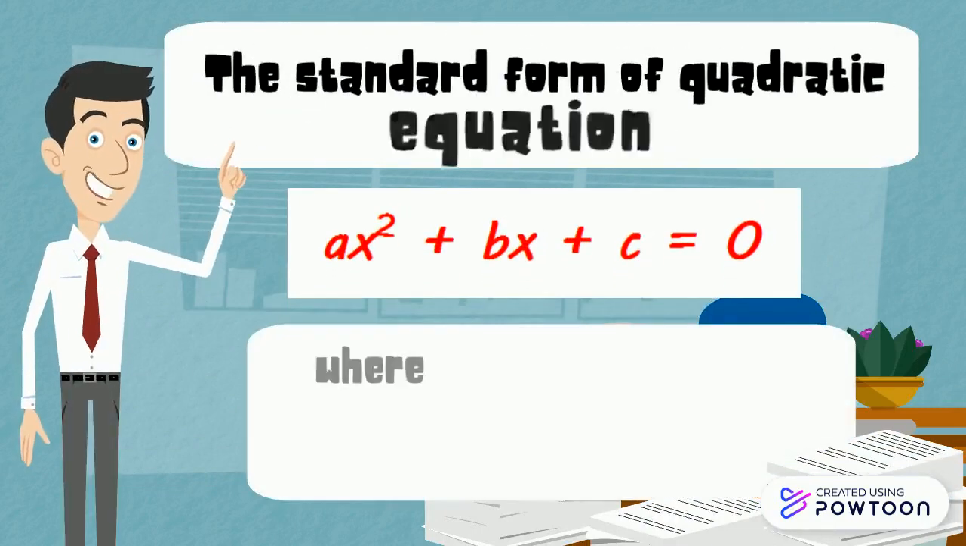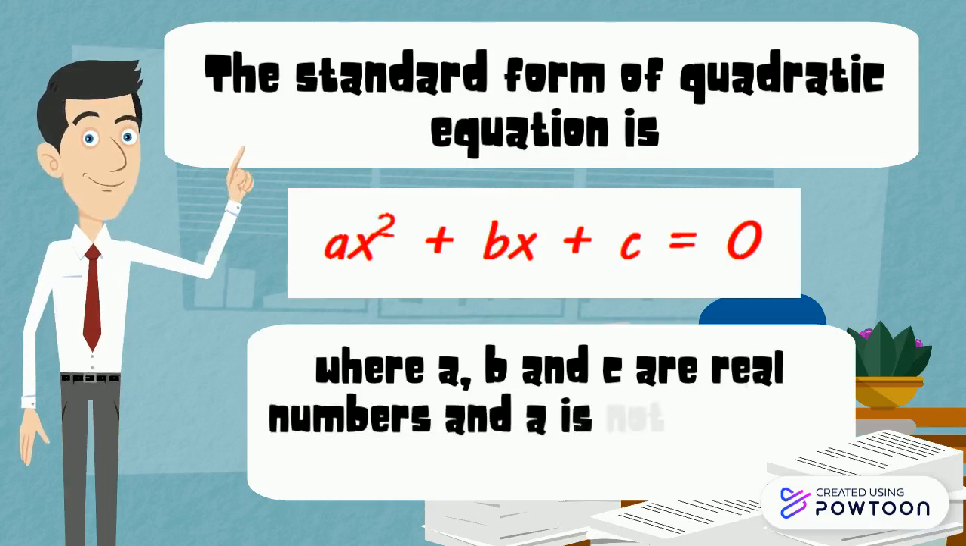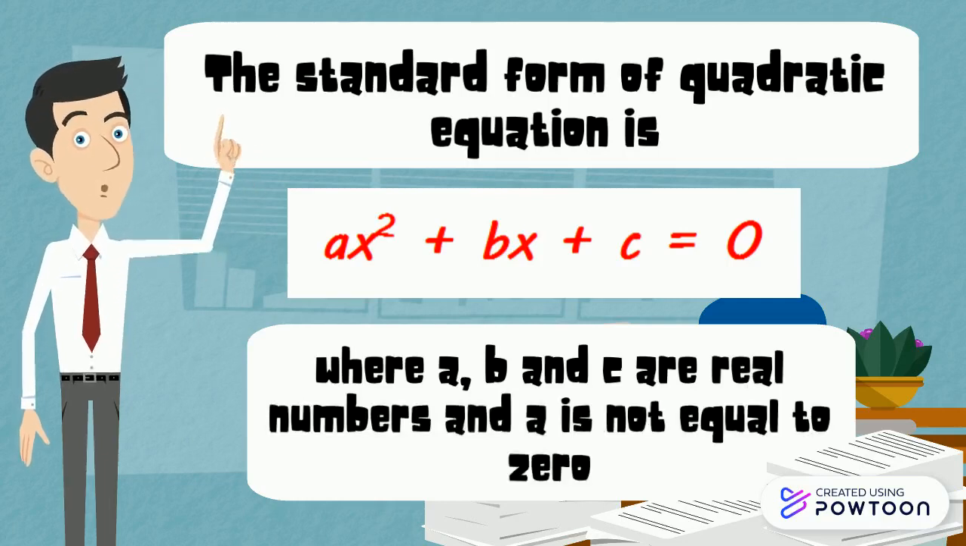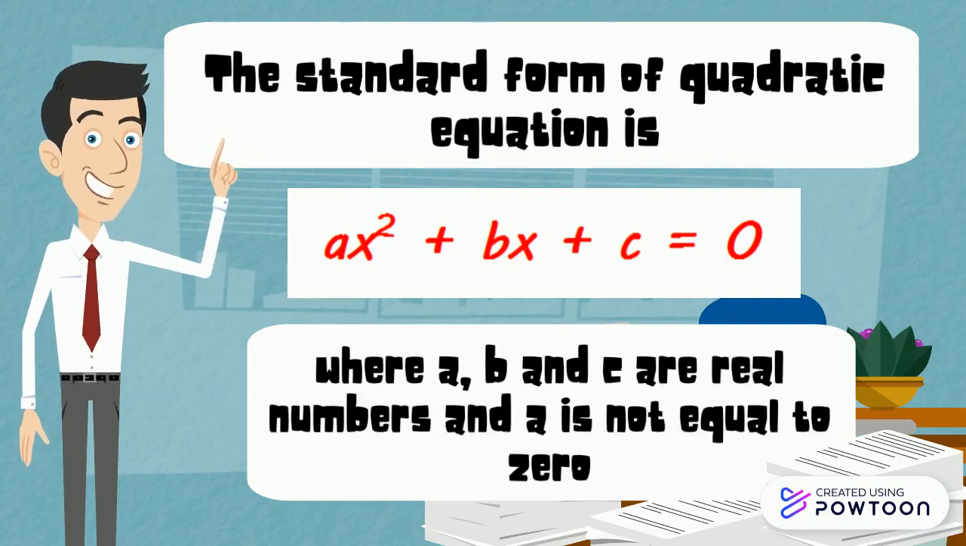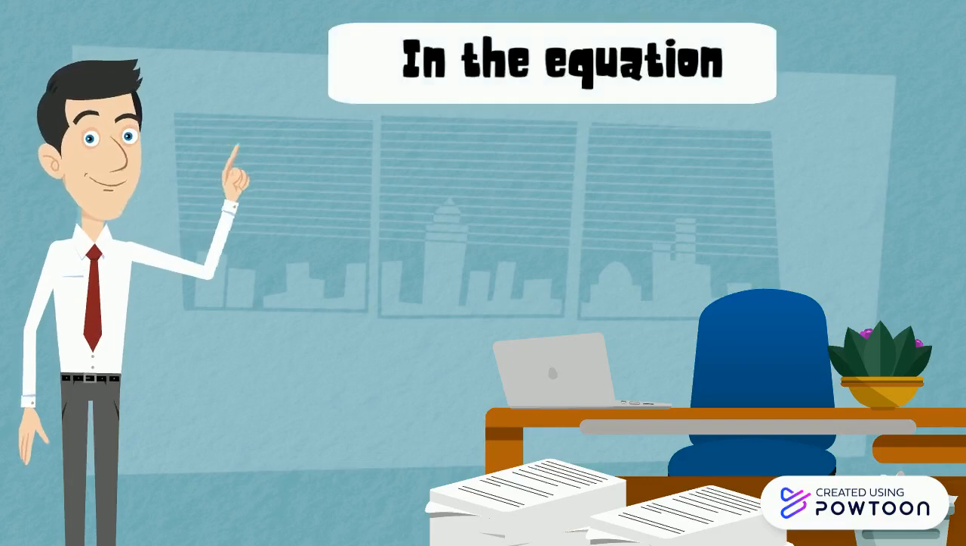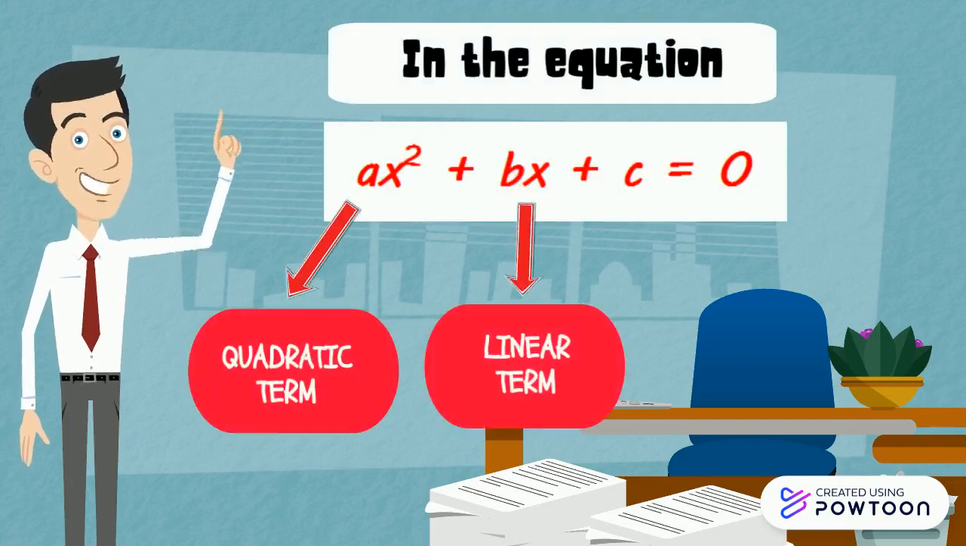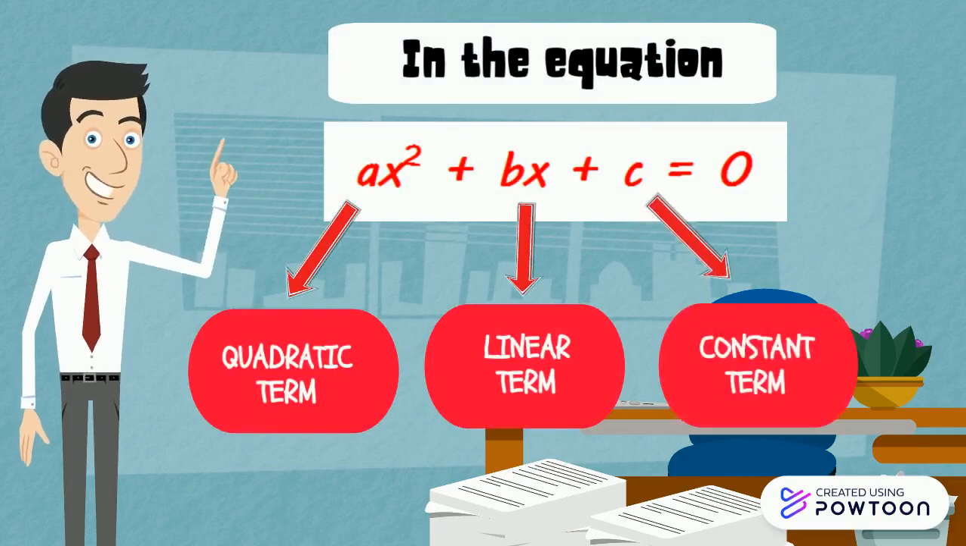The standard form of a quadratic equation is ax squared plus bx plus c equals 0, where a, b, and c are real numbers and a is not equal to 0. In the equation, ax squared is the quadratic term, bx is the linear term, and c is the constant term.